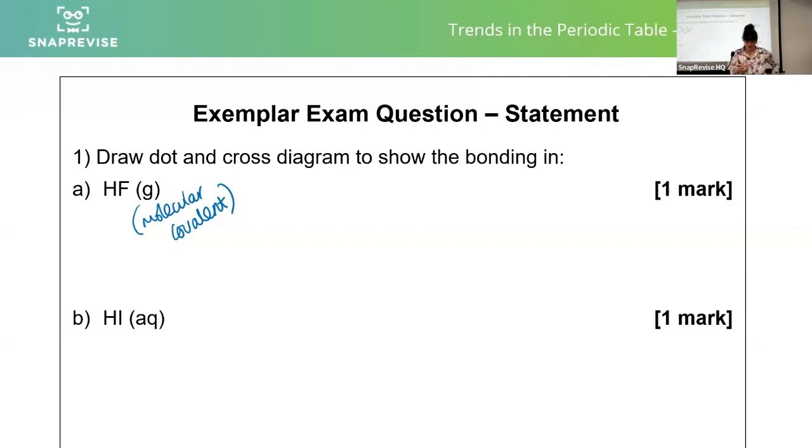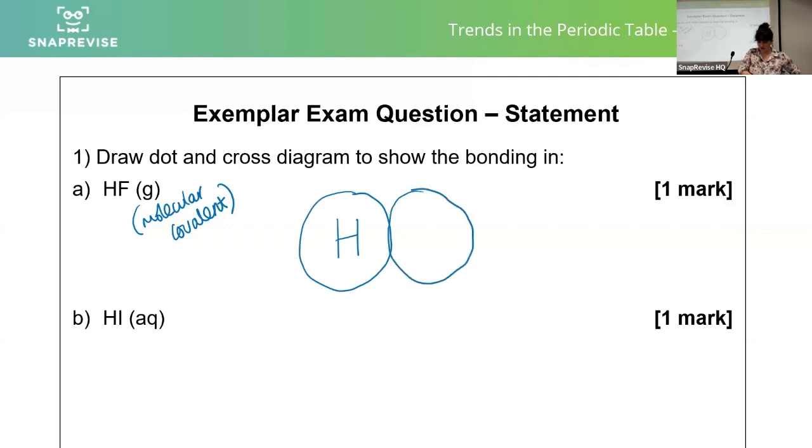So if it's covalent, we're drawing a covalent bond. So if I was doing a dot and cross diagram, you can include circles if you want. That's absolutely fine. You don't have to though. You can, so I'll do both and then you can pick which one you prefer to do. But hydrogen and fluorine are bonded to one another.